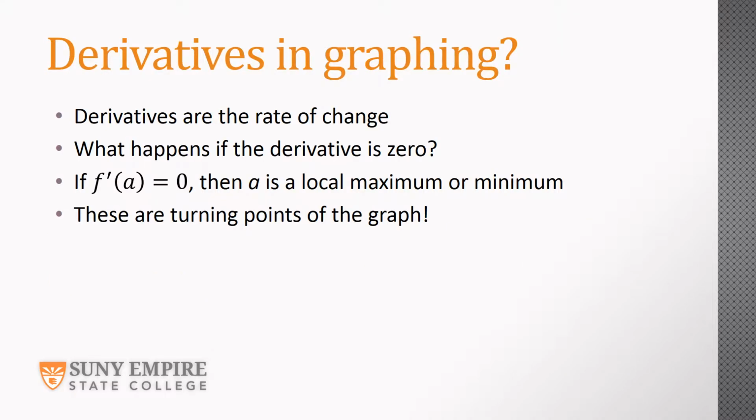Think back to when we first defined the derivative. We determined that the derivative is the instantaneous rate of change for a function. But what happens if that rate of change is zero? This means that a line tangent to our graph is perfectly horizontal. This only happens when the graph has a local maximum or minimum, that the graph is at a peak or a trough. So by identifying where the derivative is zero, we find the turning points of the graph.